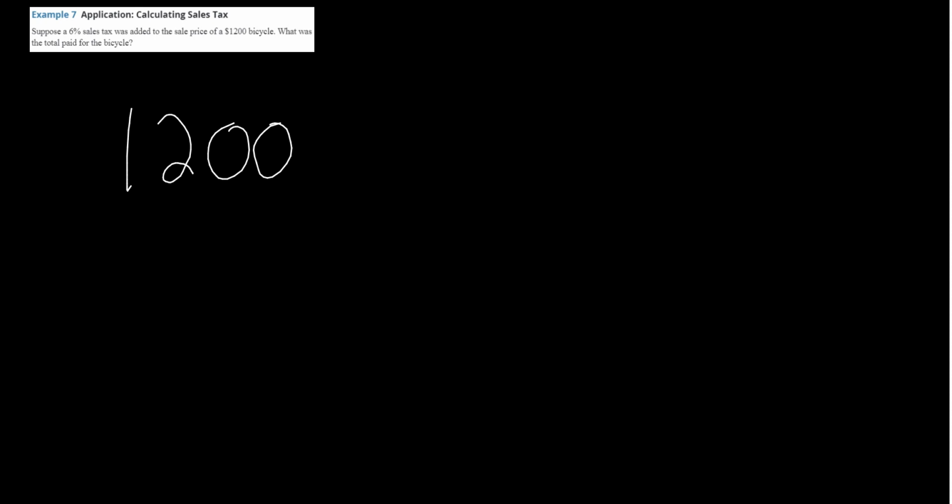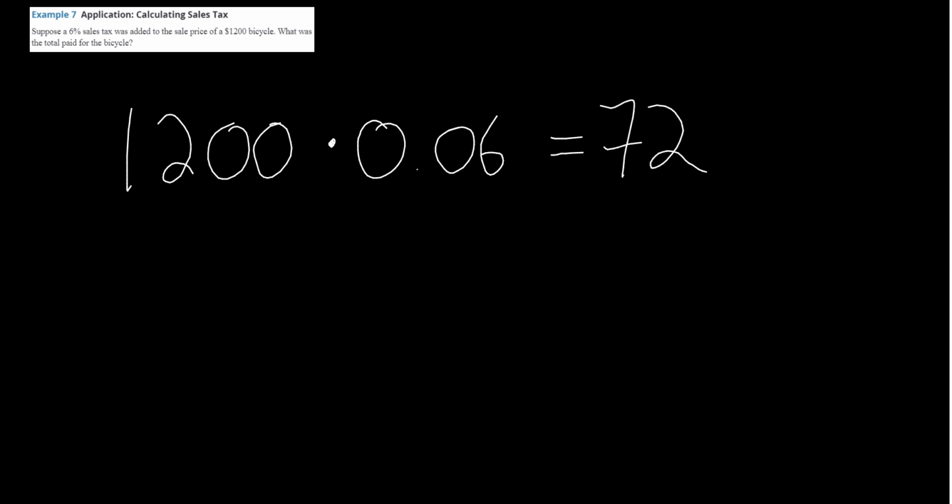Well, we could actually do this one of two ways. No, we'll do it this way. 6% sales tax here. What we're going to do is we're going to say 1,200 times, we're not going to say times 0.6, right? Because 0.6, that's 60%, right? It's going to be 0.06. Okay, and 1,200 times 0.06 is going to be 72. Okay, so I'm paying $72 in sales tax.